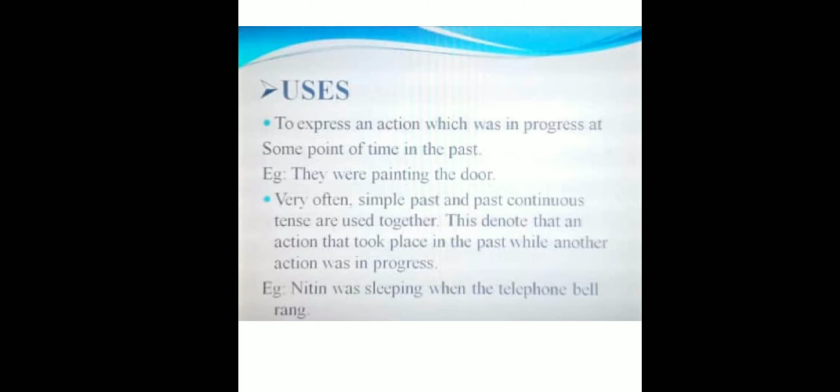Second, very often simple past and past continuous tense are used together. This denotes that an action took place in the past while another action was in progress. For example, Nitin was sleeping when the telephone bell rang. See, here two tenses are together, that is simple past and past continuous. Nitin was sleeping goes under past continuous. When the telephone bell rang, that is simple past, right?